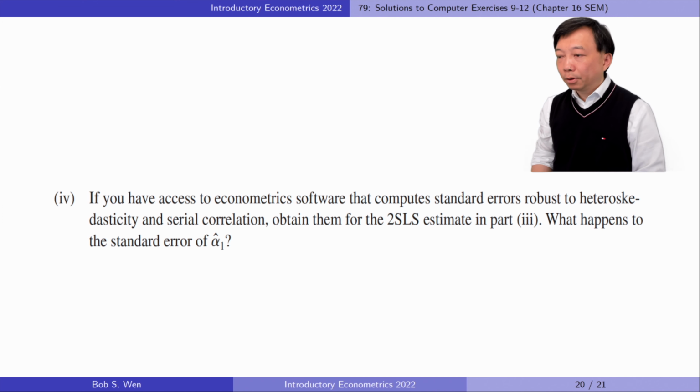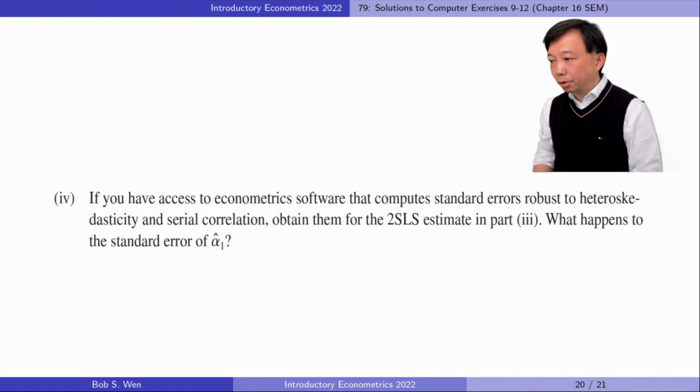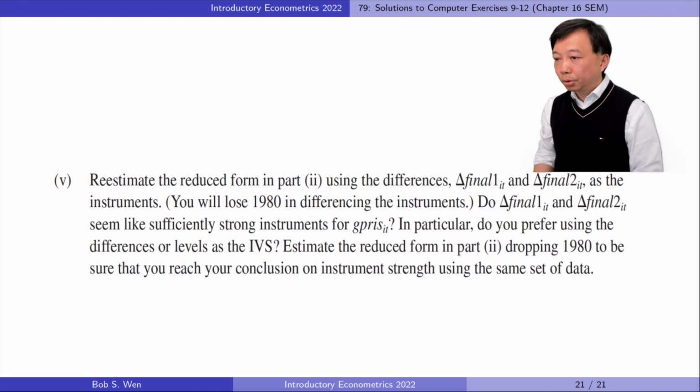In part 5, we estimate the reduced form in part 2 using the differences delta final 1 and delta final 2 as the instruments. Do delta final 1 and delta final 2 seem like sufficiently strong instruments for the growth rate of the prison population? In particular, do you prefer using the differences or levels as IVs?